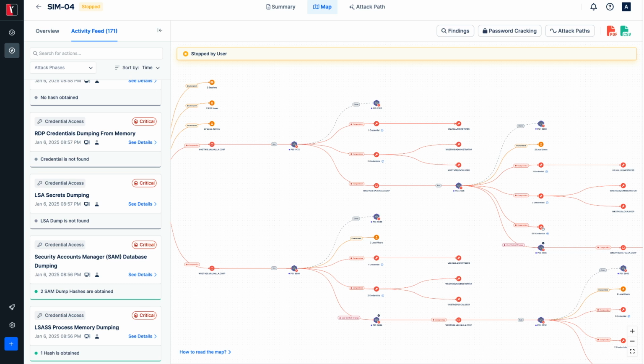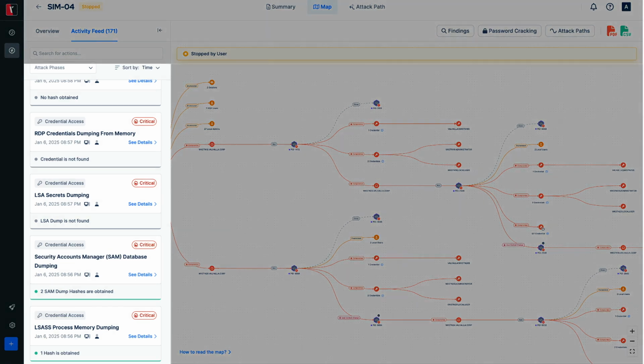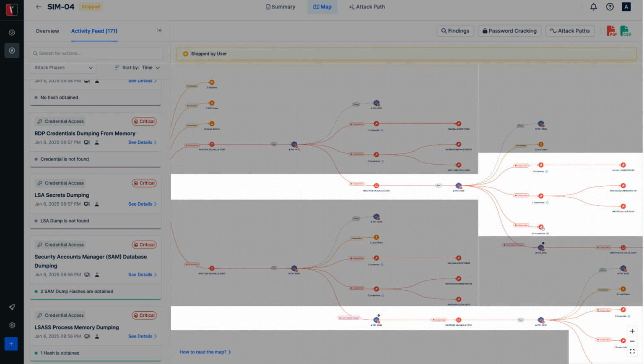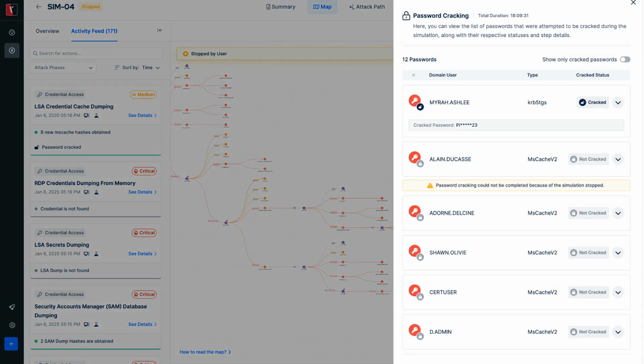In the activity feed section on the left side, several credential dumping techniques are employed in the compromised systems. If you follow the map, you can see the results of the credential dumping actions performed on Workstation 16 and Workstation 20 systems. You can also see the results of the credential dumping actions performed on Workstation 23 and WKSTN 24 systems. Up until the user stopped the assessment, Picus APV was able to compromise 12 different encrypted credentials and crack 2 clear text passwords using its password cracking feature. The password cracking efforts for the remaining credentials were not completed due to user interruption.